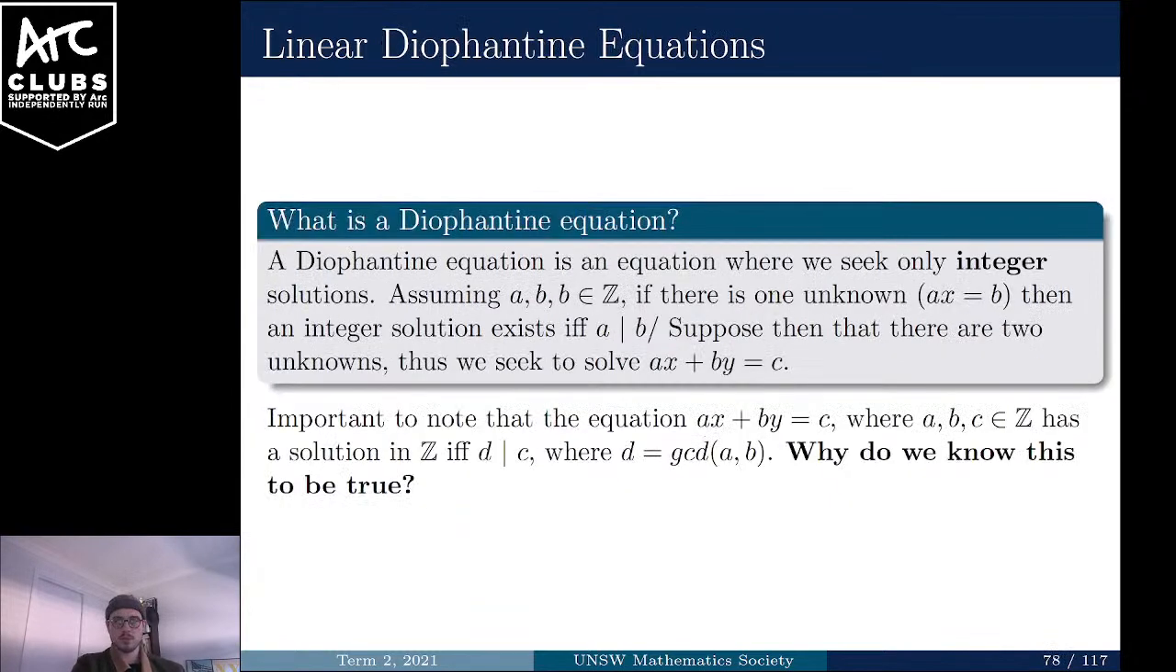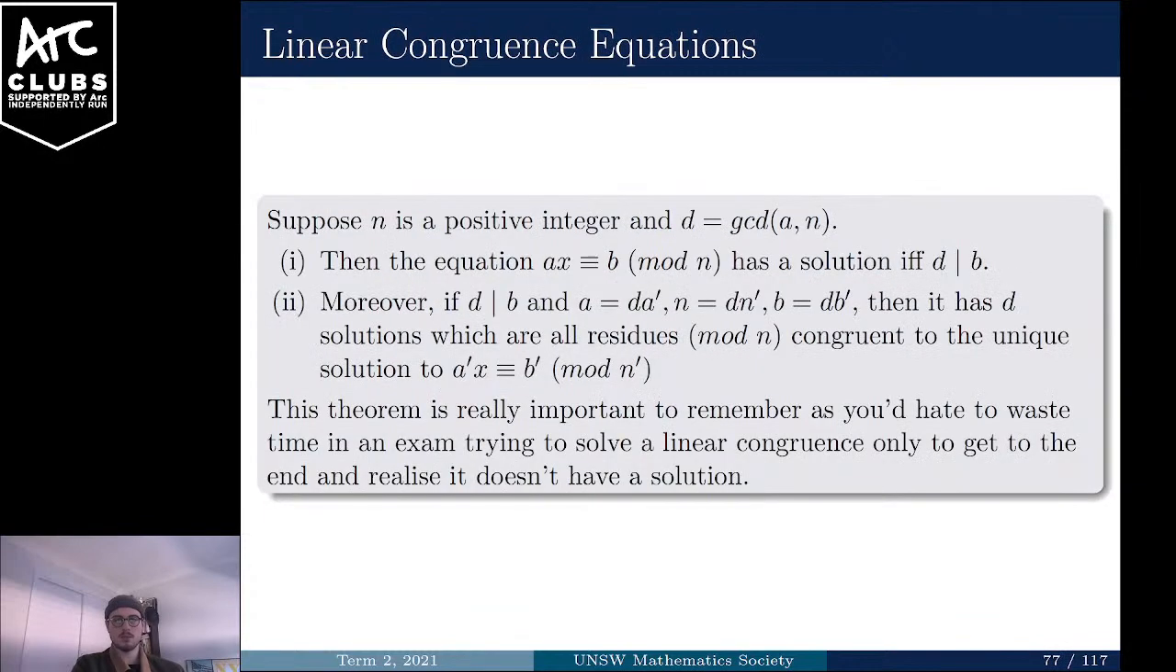Okay, so we're building up to this. Suppose that n is a positive integer and d is the GCD of a and n. These are some rules that are important to remember. The equation ax congruent to b mod n has a solution if and only if d divides b. So we're saying that there's a GCD of these two numbers other than 1. If that's true, then b also has to be divisible by d. Otherwise, we don't have a solution. So that's important to remember.